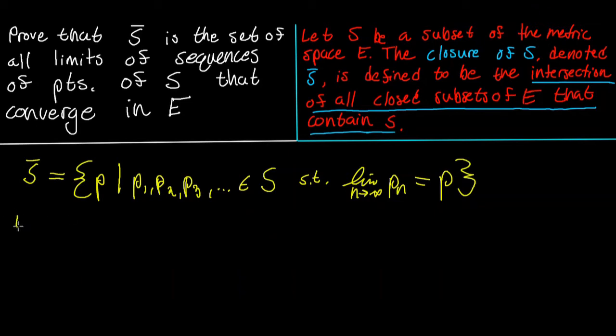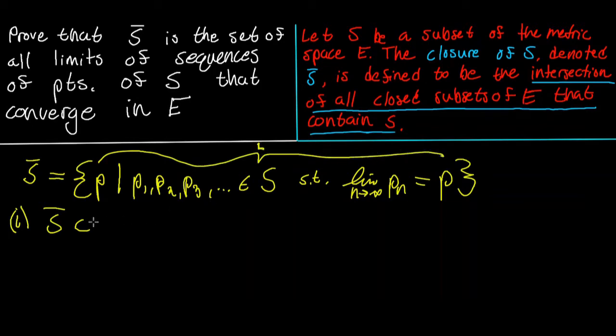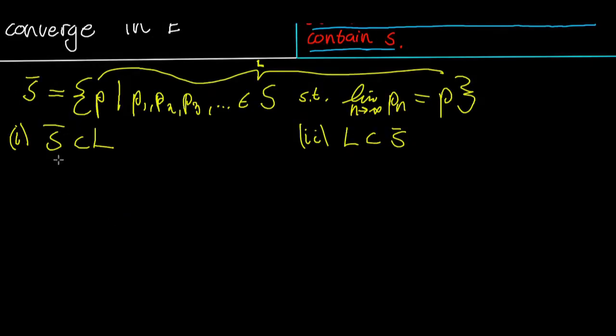Remember, to show set equality, we have to do two things. We have to show that the left side, that is the closure of S, is a subset of this right side, which I'm going to call this set, for short, L. So we want to show that the closure of S is a subset of L. And then we also want to show that L is a subset of the closure of S. We're first going to prove that the closure of S is a subset of L.